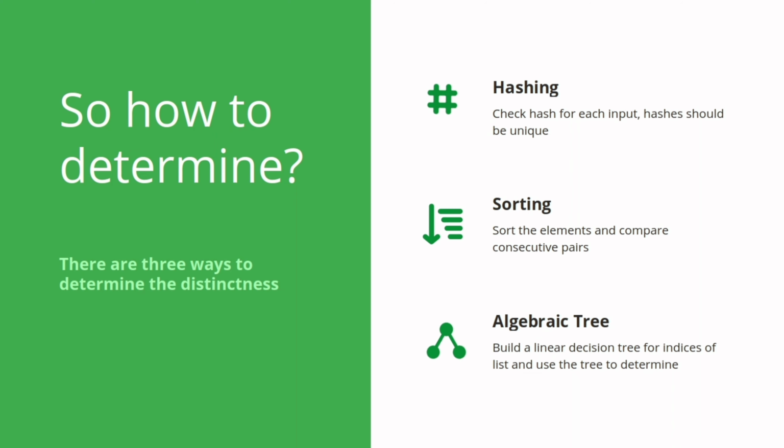Second method is sorting, where we sort an array and compare the consecutive elements for uniqueness. The third one is by using an algebraic tree, where we build a linear tree for indices of the list and use the tree to determine if elements are distinct or not.